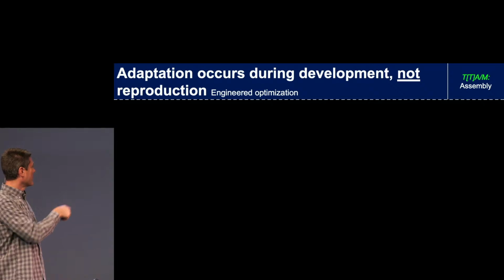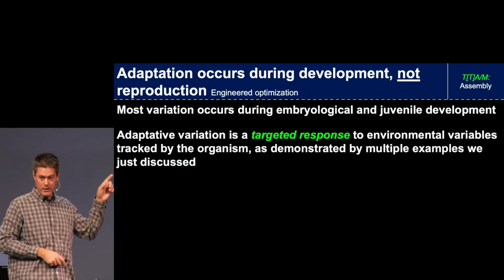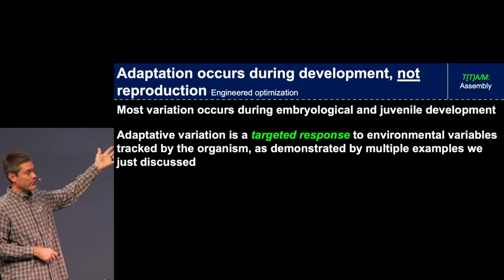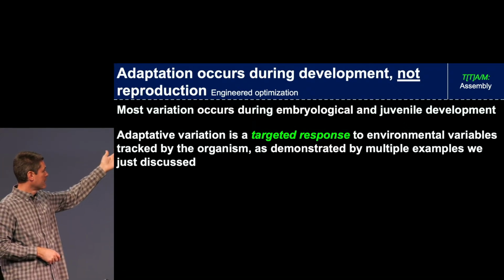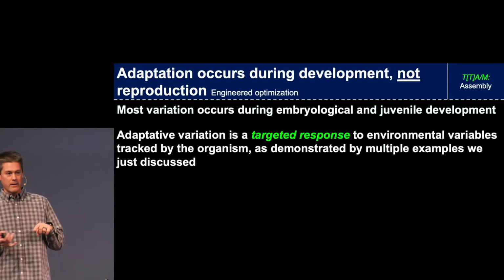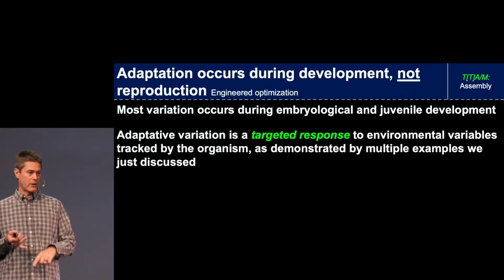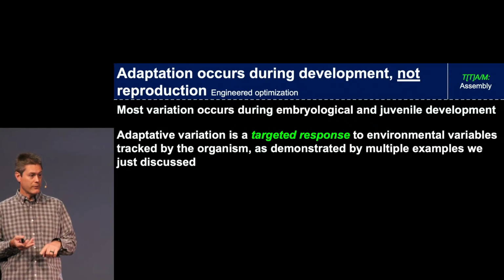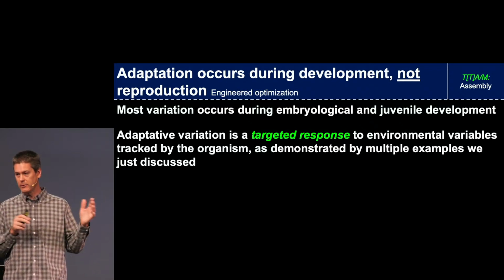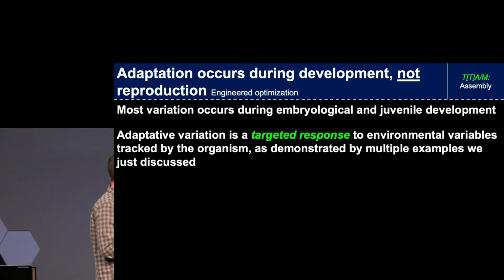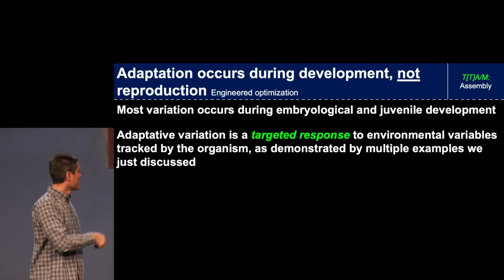So most variation occurs during embryological and juvenile development. And we just gave a bunch of examples of targeted response of that exact thing happening. Remember the fish, it was in the egg. The beetles was during larval development. The fish, the Omicus was during juvenile development. It all is happening during embryological and juvenile development. It's not happening later in life or during reproduction.